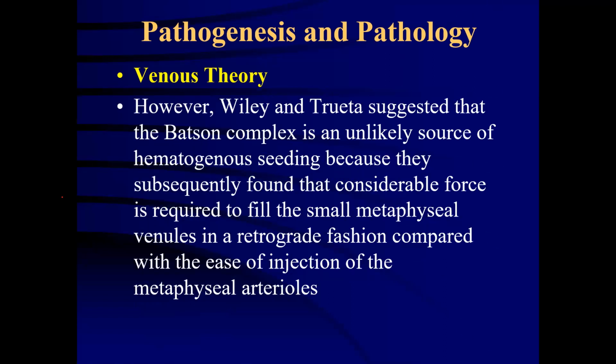However, Anderson suggested that the Batson plexus or complex is an unlikely source of hematogenous seeding, because they subsequently found that considerable force is required to fill the small metaphyseal venules in a retrograde fashion compared with the ease of injection of metaphyseal arterioles.